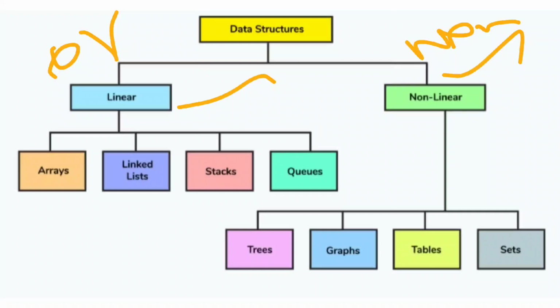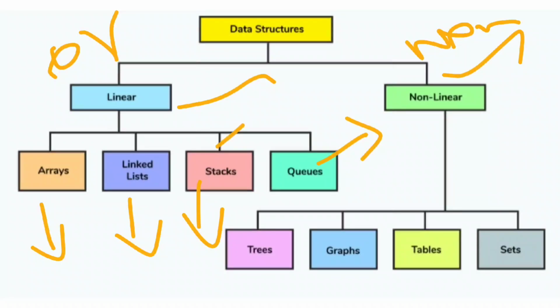So in this linear category, we can derive 4 parts. That is, the array concept we can apply, the linked list concept we can apply, the stack concept we can apply, and then the queue concept we can apply. In stack and queue, what is the difference?